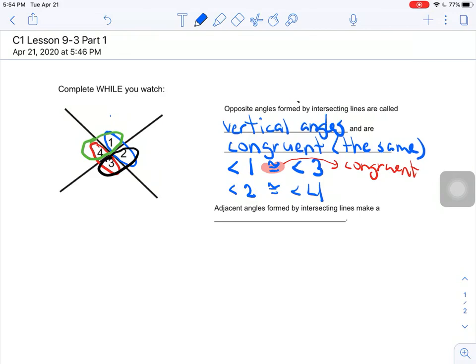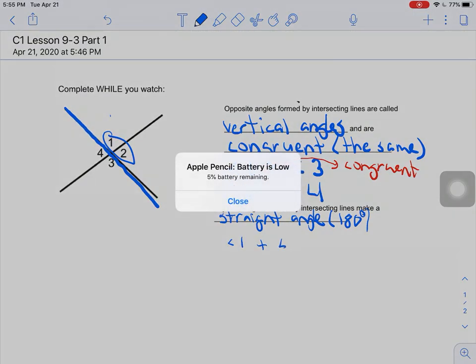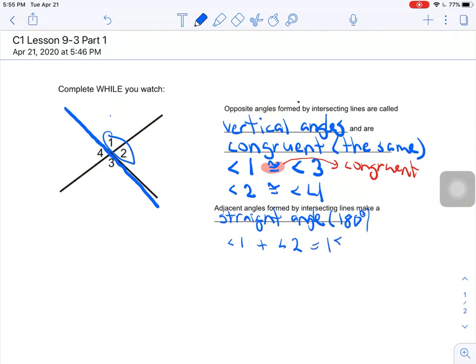The big observation with all of those angles that are next to each other is this. I'm going to erase this and just focus in on one pair of them. Let's look at 1 and 2. If I put them together, those two angles together make a straight line, which means they make a straight angle. And we know that a straight angle is 180 degrees. So angle 1 and angle 2 together would equal 180 degrees.